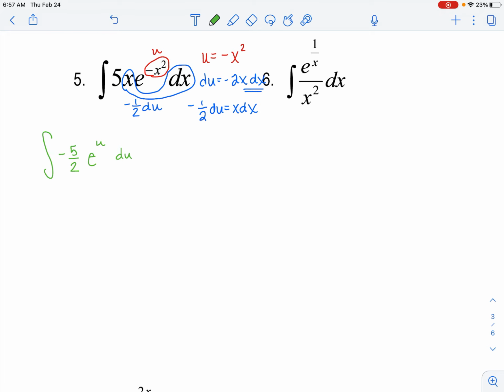E to the u is one of our favorite integrals to take because it's so easy. The integral of e to the u is e to the u. So the -5/2 constant stays out front, e to the u plus c. We don't want a u answer for an x question, so we're going to put our x back in. So -5/2 e to the negative x squared plus c.